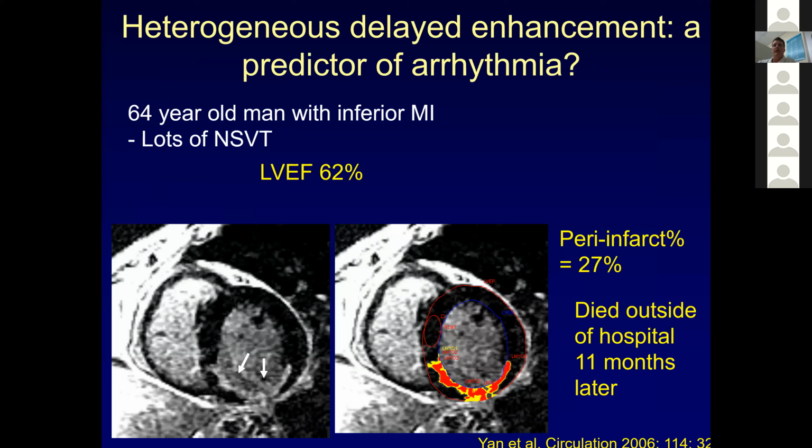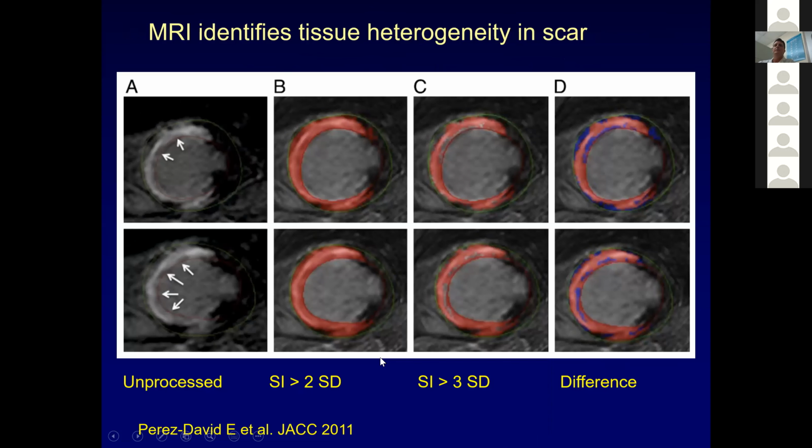This is a patient that drives home this point, and the limitations of ejection fraction for predicting inducibility. This is a 64-year-old man with an inferior MI, lots of non-sustained VT. Normal ejection fraction, had this inferior MI visible on an MR, had peri-infarct scar volume of 27%, and died of sudden death outside the hospital 11 months post-infarct. Did not have a defibrillator.